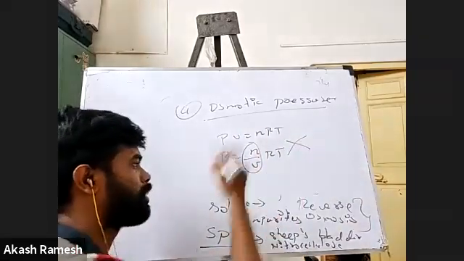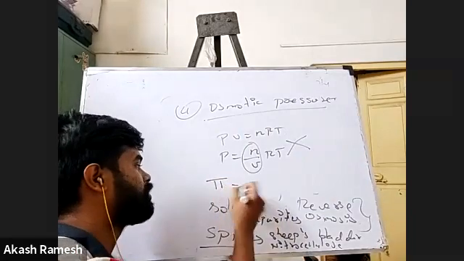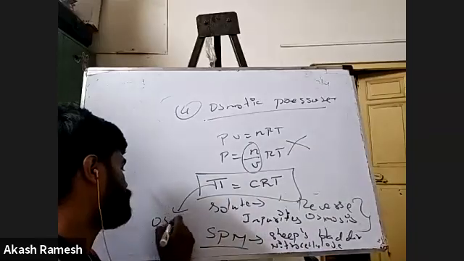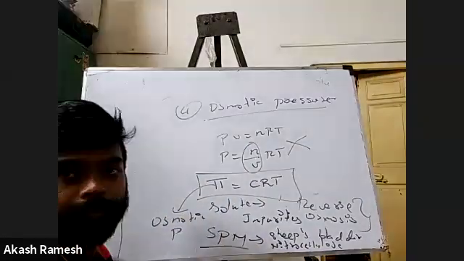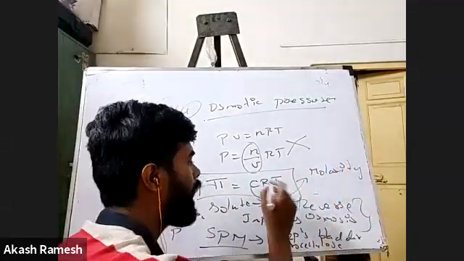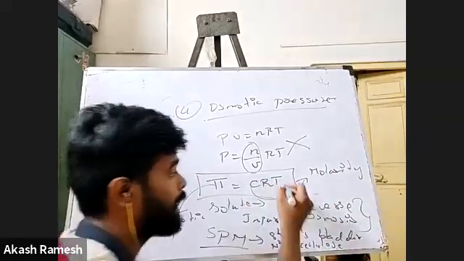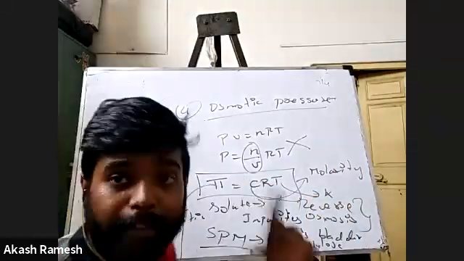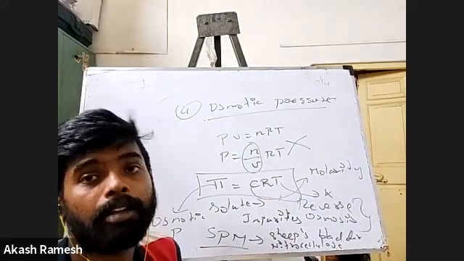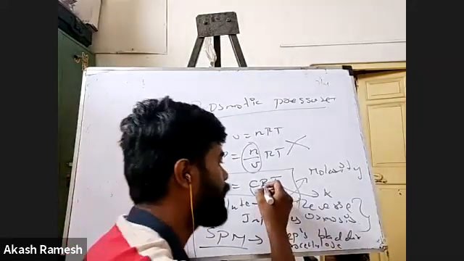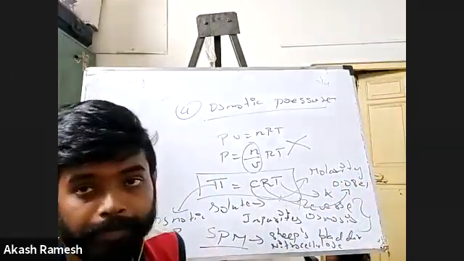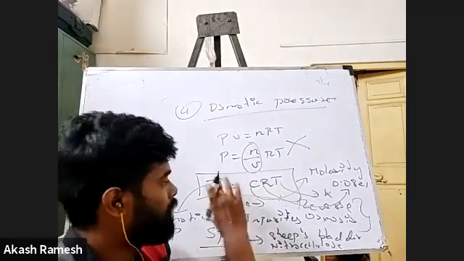So forget about all this. The equation which you're going to use is pi = C into R into T. This pi is my osmotic pressure. C is the molarity of the solution. R is the universal gas constant, and T should be in Kelvin. In this case, definitely it should be in Kelvin, not like previous cases. And 99.9% of times, you will be using the R value as 0.0821. So this is the equation for osmotic pressure.